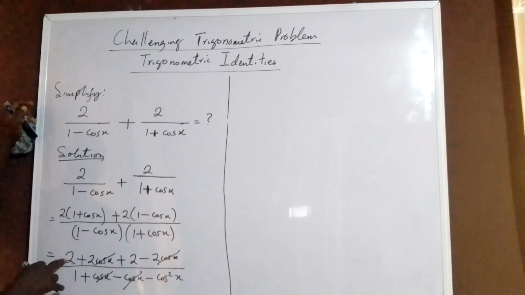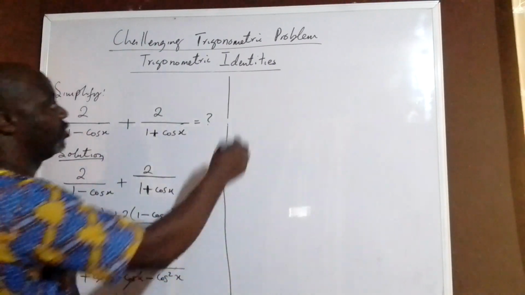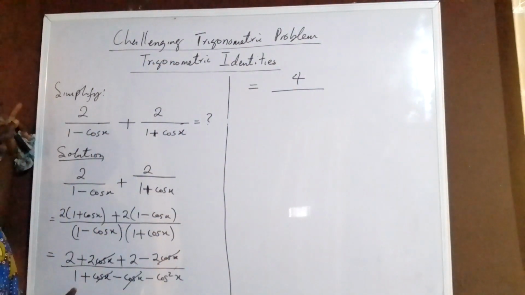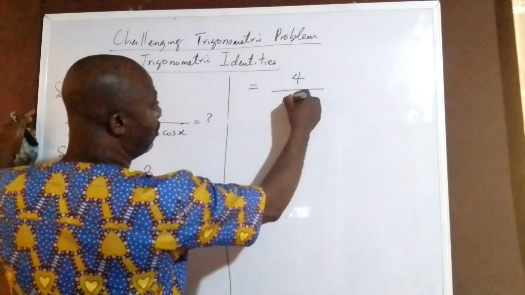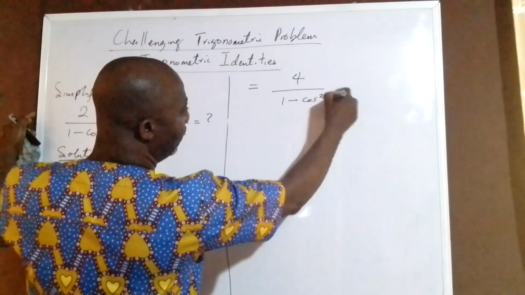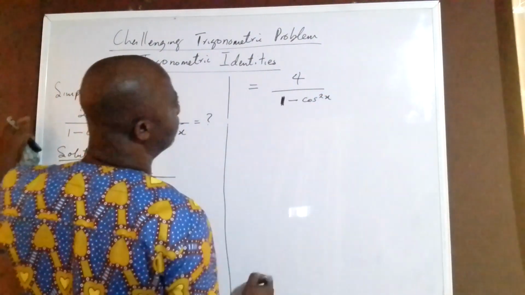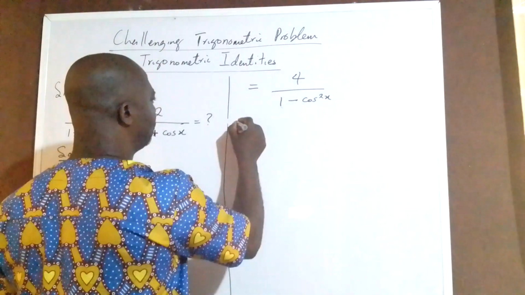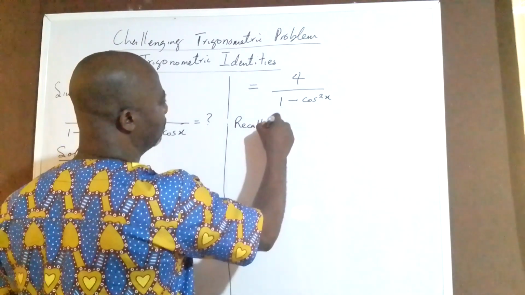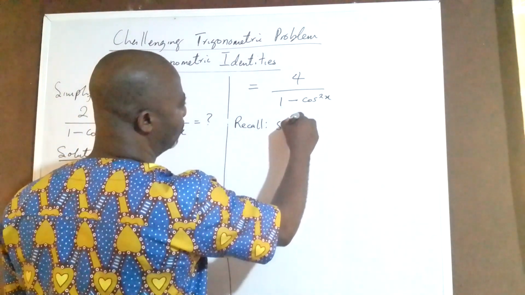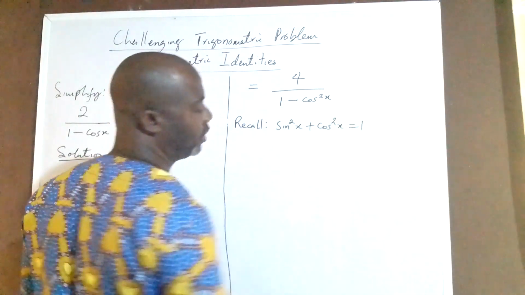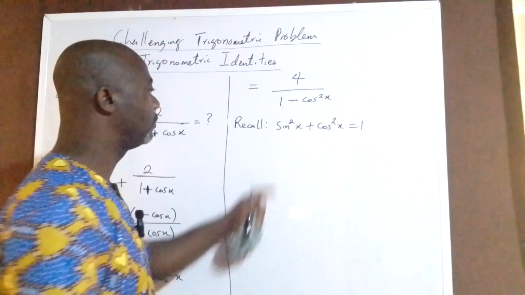Then at the numerator, we are left with 2 plus 2. So we are going to have 4 all over 1 minus cos squared x, 1 minus cos squared x at the denominator. So what we should recall is that sine squared x plus cos squared x equal to 1. This is a trigonometric identity, okay? One of the few basic ones.